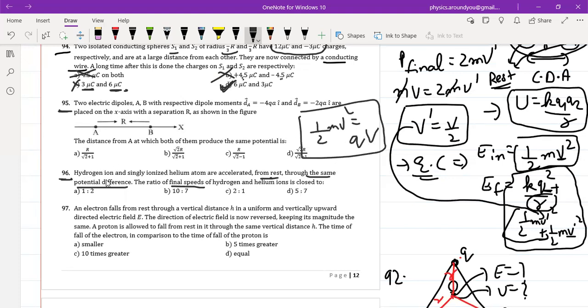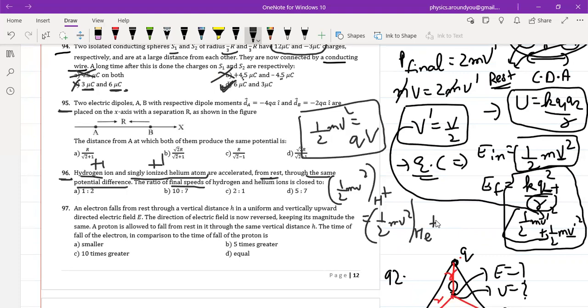Charge on hydrogen ion is the same as charge on a singly ionized helium atom. Singly ionized, so charge on helium ion is +1. Hydrogen ion is obviously +1. So Q is the same for both cases. V is also the same. So what it means is the kinetic energy of hydrogen ion is the same as the kinetic energy of, say, helium ion.